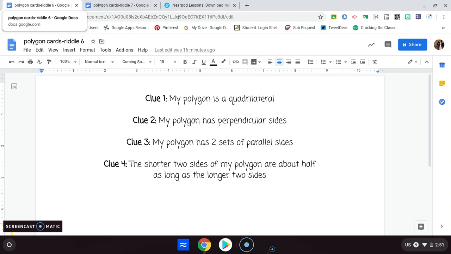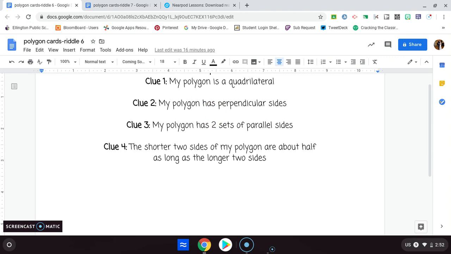And your last clue, the shorter 2 sides of my polygon are about half as long as the longer 2 sides. So it's a 4-sided shape. So the smaller side, if I took it and I doubled it, it would be about as long as the longer side. So you should end up with, pause if you don't want to see the answer yet. I'm going to scroll.